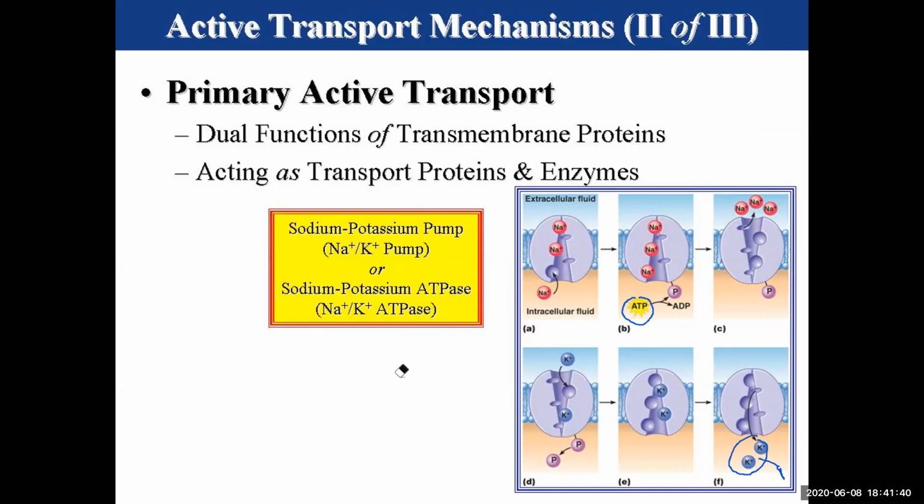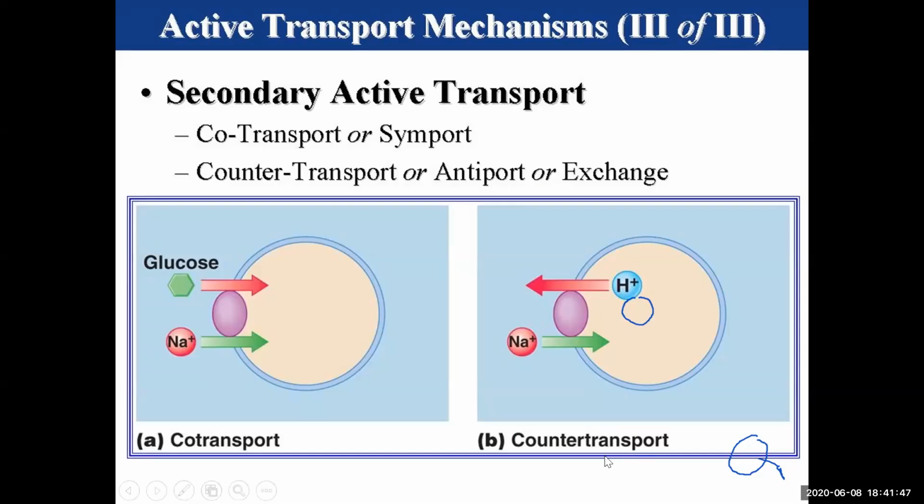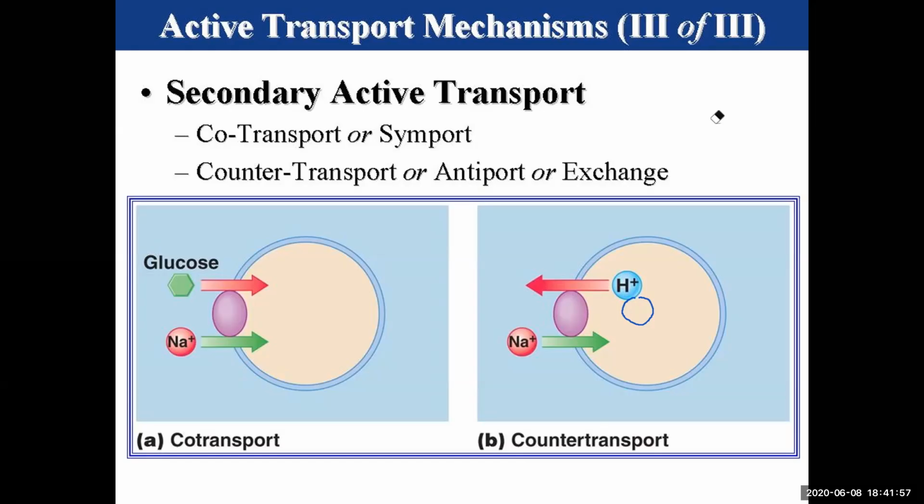The next type of transport is called secondary active transport. This is a little bit more abstract than primary active transport, because secondary active transport is actually being set up. It always requires the primary active transport. So the primary active transport sets up the conditions that are used by the secondary active transport.